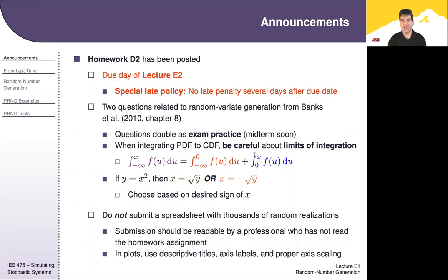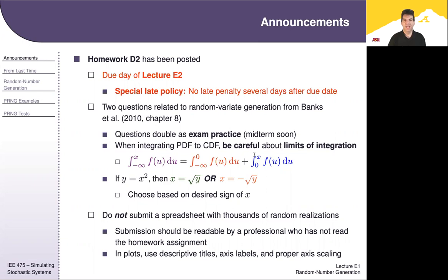Now, you can, of course, upload the spreadsheet that you use to generate your histogram for the first part, but your main submission with all your answers should be one document that has clear markings of where your graphs are, where your work is, and it should be very easy for the grader to find. A grader is not going to be able to grade 1,000 rows of numbers.